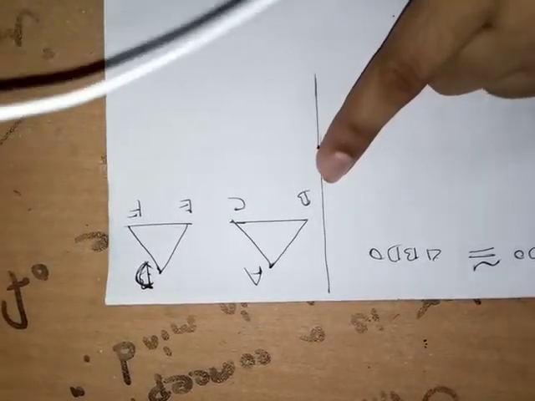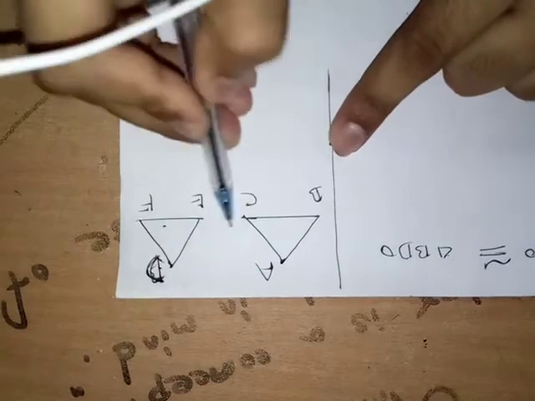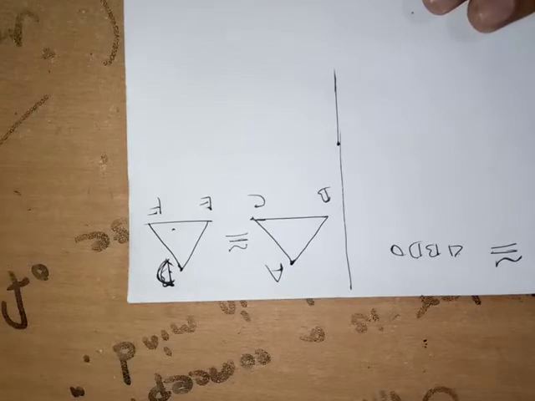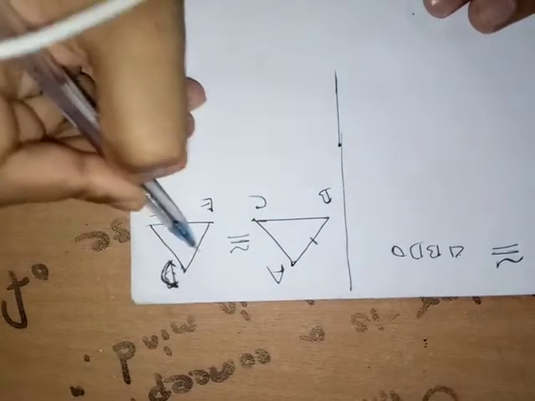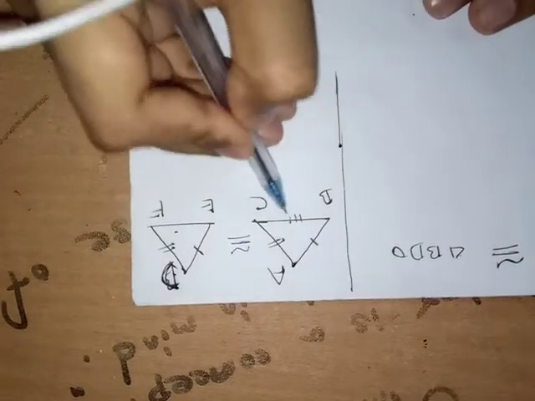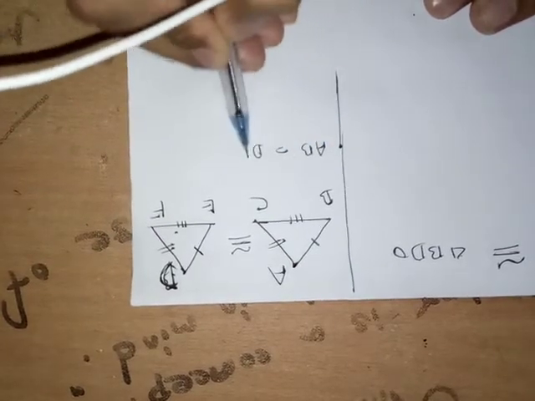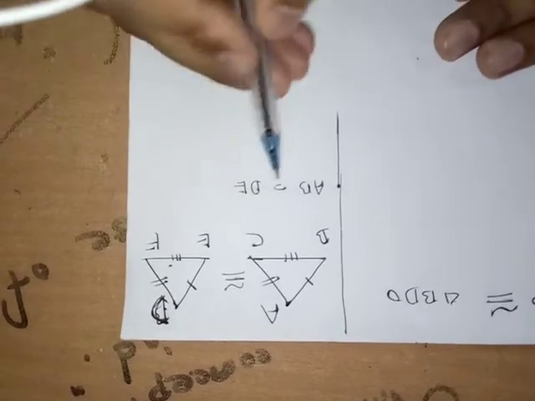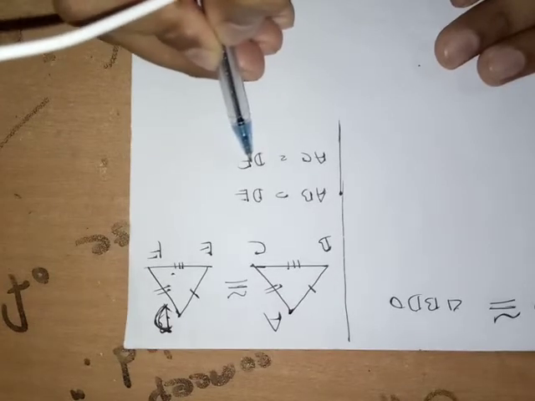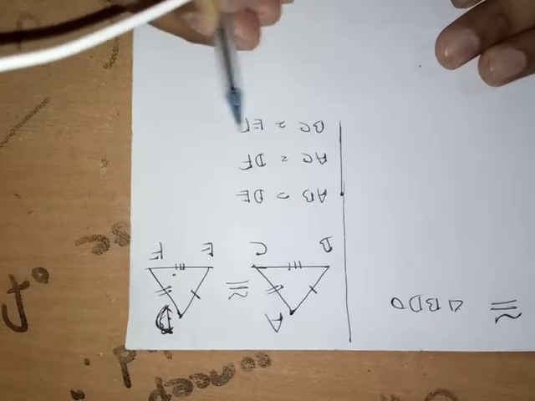We have two triangles, ABC and DEF. If these two triangles are congruent to each other, then we can say this side is equal to this side, this side is equal to this side, this side is equal to this side. That means AB is equal to DE, AC is equal to DF, and BC is equal to EF.